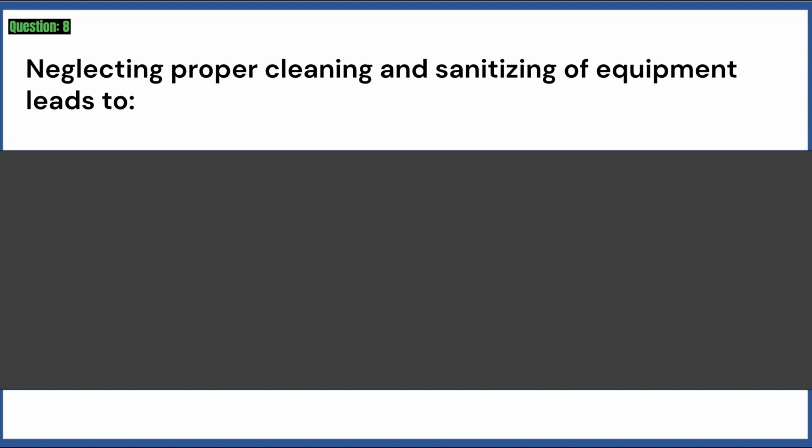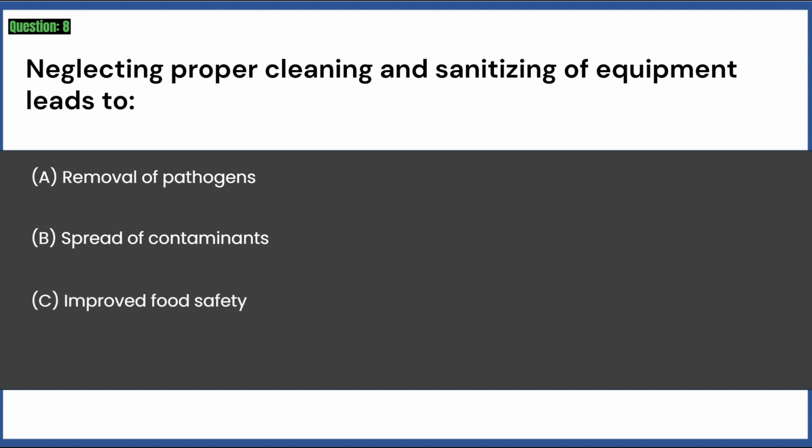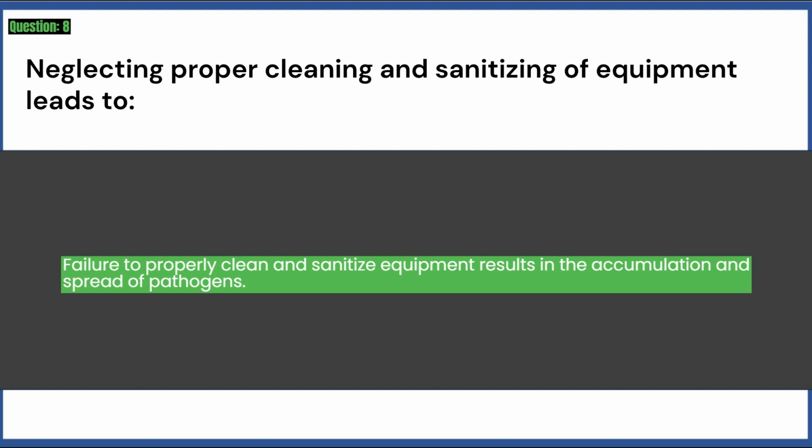Neglecting proper cleaning and sanitizing of equipment leads to: A. Removal of pathogens. B. Spread of contaminants. C. Improved food safety. D. Extended equipment life. Answer: B. Failure to properly clean and sanitize equipment results in the accumulation and spread of pathogens.